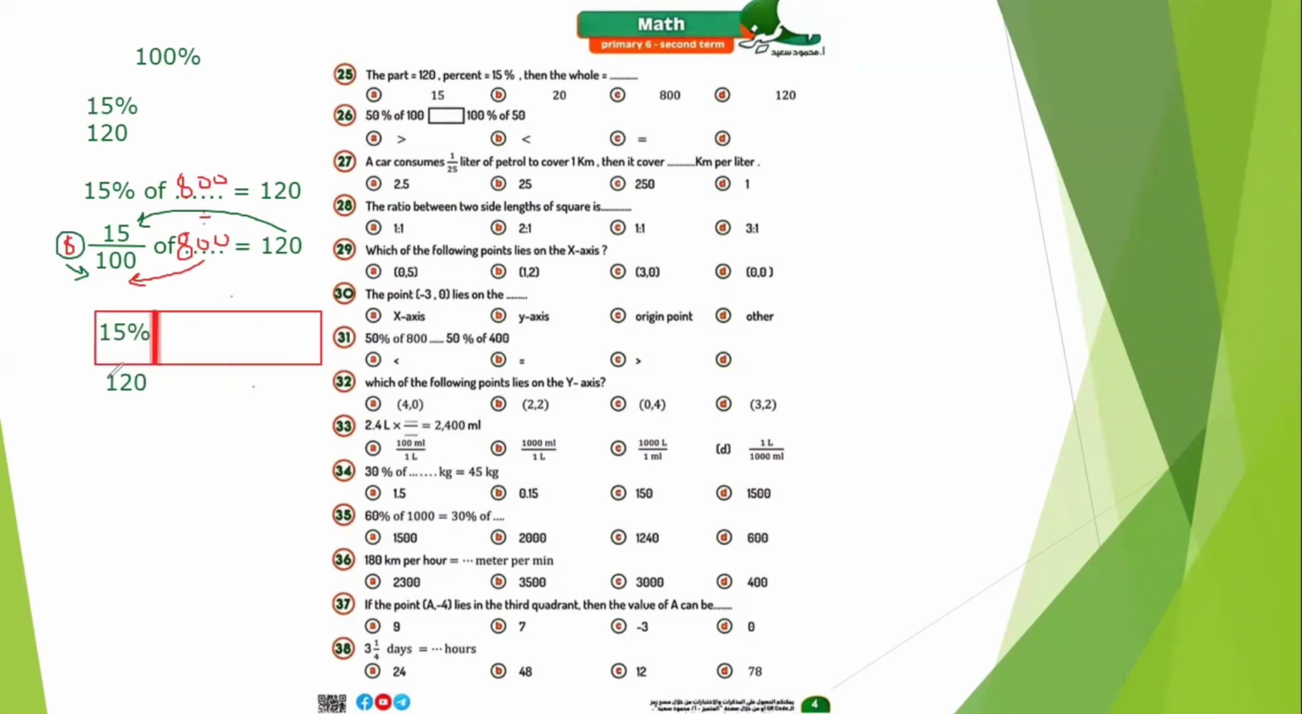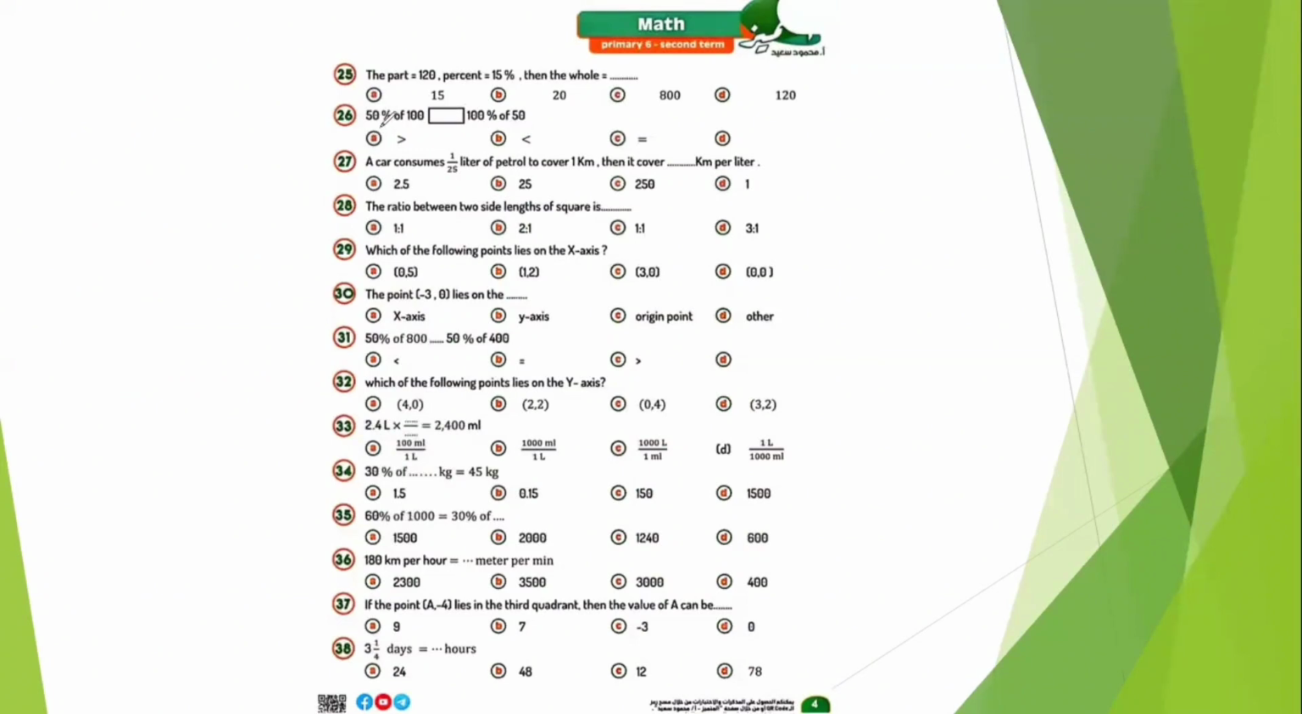And I can do it with another method. I can draw a diagram and separate it into 15% and the rest. The value of 15% is 120. Now, can I get the value of 1%? Yes, by dividing 120 by 15. So the value of each 1% is 8. To get the value of 100%, we multiply 8 by 100, which equals 800.